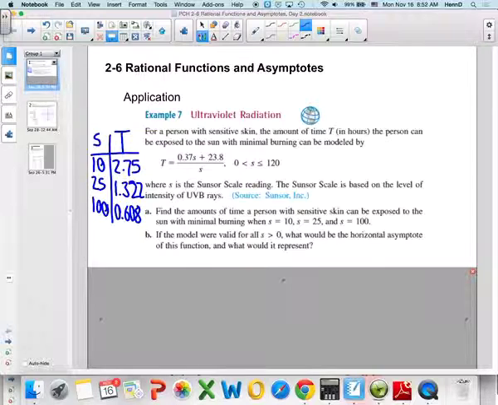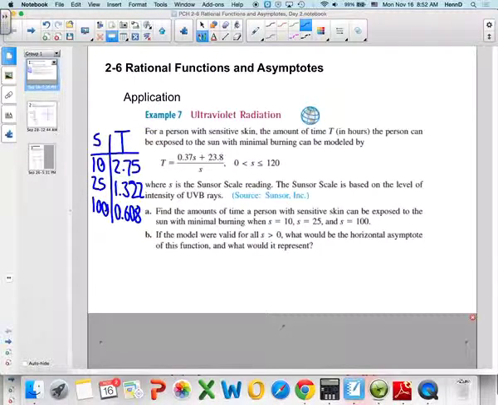Now, part B, if the model were valid for all s greater than 0, what would be the horizontal asymptote of this function, and what would it represent? Let's think about this. What would be the horizontal asymptote? Do you plug in 120? No. 0.37 over 1, right? Okay, so t equals 0.37 hours would be the horizontal asymptote.